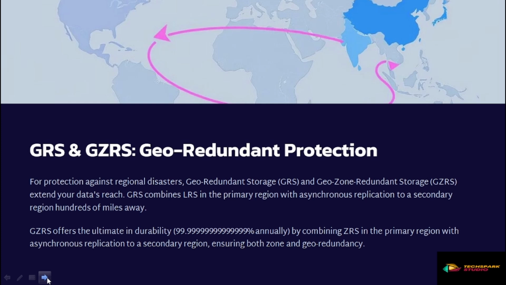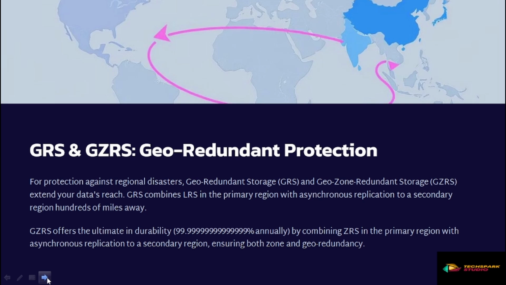Now let's move on to geo-redundant storage or GRS and geo-zone redundant storage or GZRS. These options are designed to protect your data not just within one region, but across 2 completely different Azure regions that are hundreds of miles apart. Here's how it works. GRS takes your LRS storage in the primary region and then makes an asynchronous copy of your data into a secondary region. This ensures your data is safe even if the entire primary region goes down due to a disaster.